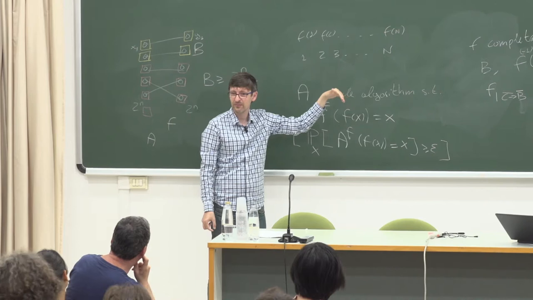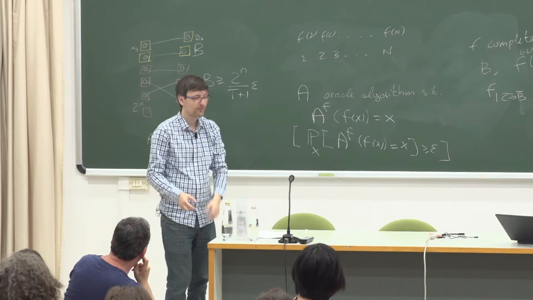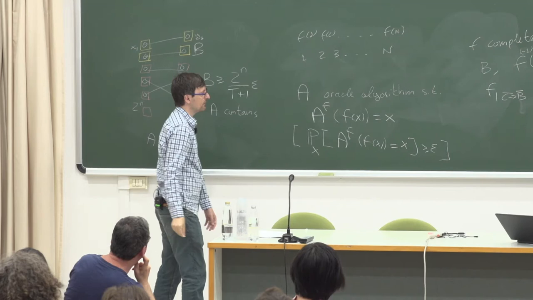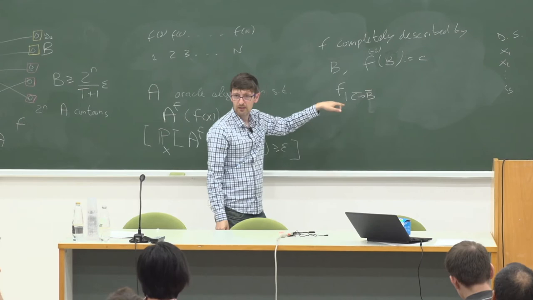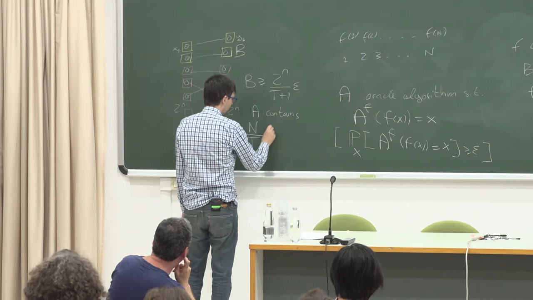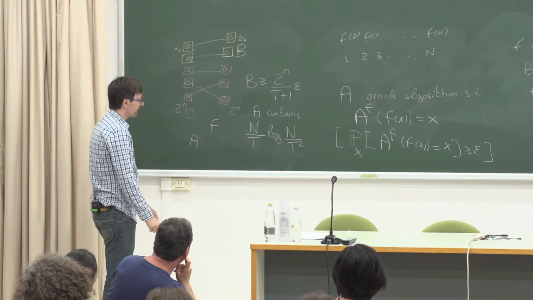Okay. So it's not so simple. It's not that if I don't specify a certain subset of inputs, automatically I am compressing the function. But it turns out that if I do this, it is true that A must contain, like doing the calculations of how many bits it takes to specify B, C, and F. In the end, you get something like n over t times log of (n over t) squared. So I think that's right.